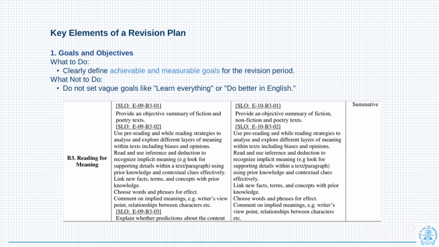Goals like learn everything or do better in English are too broad and unmeasurable. They don't provide a clear focus for the students or the teachers. Instead, link goals to specific outcomes.